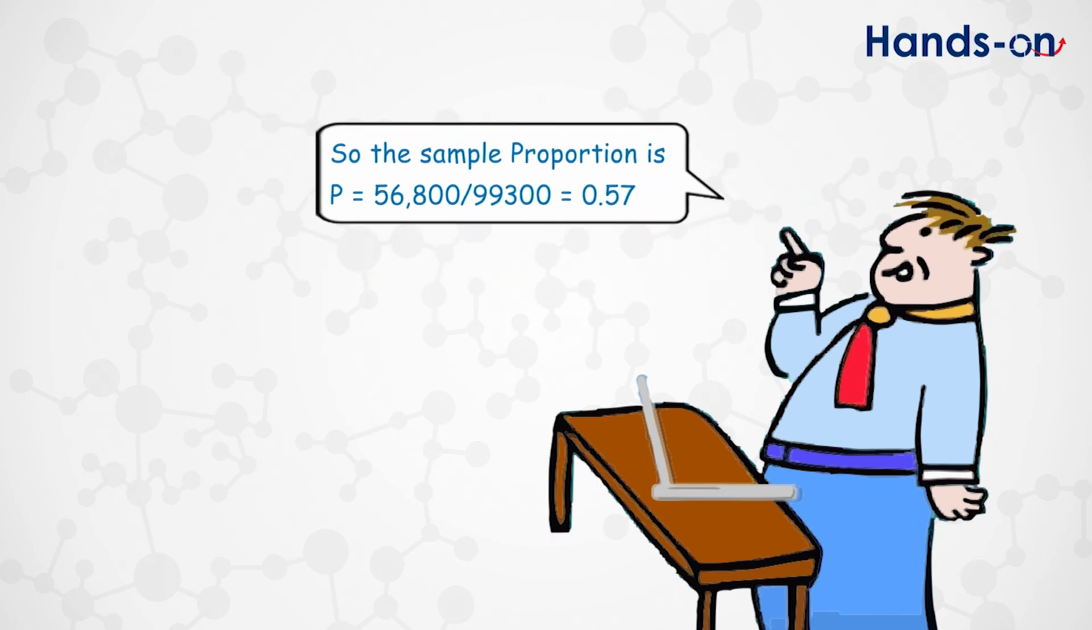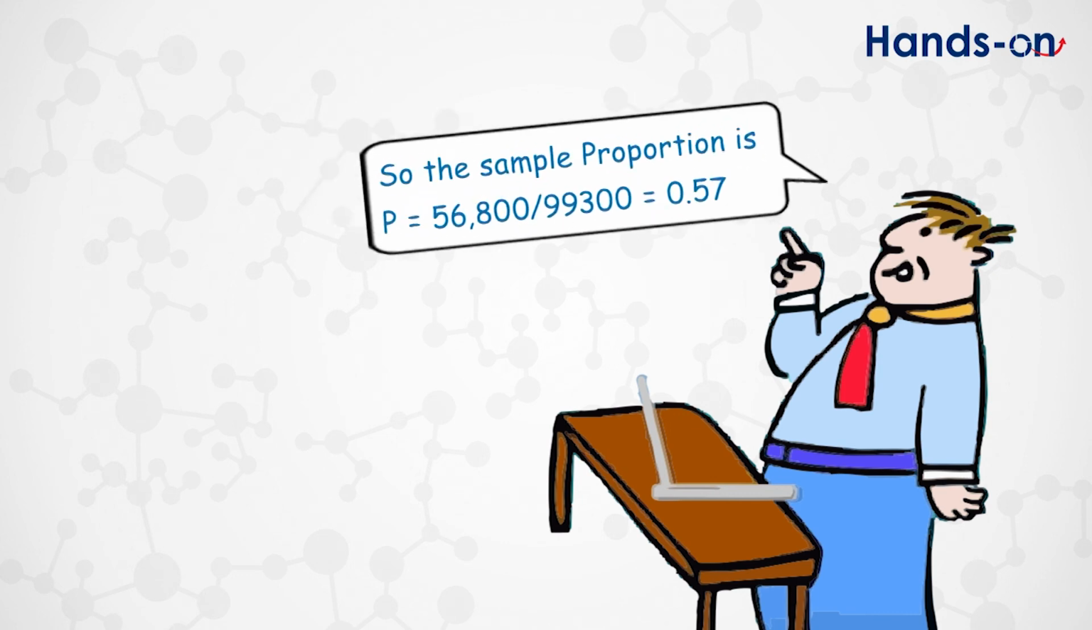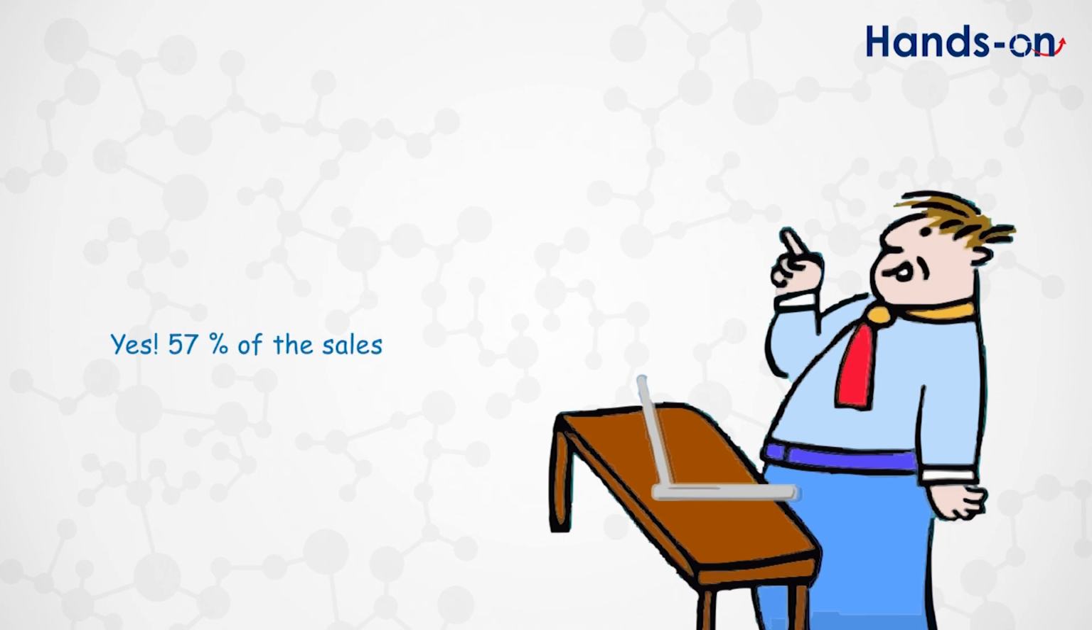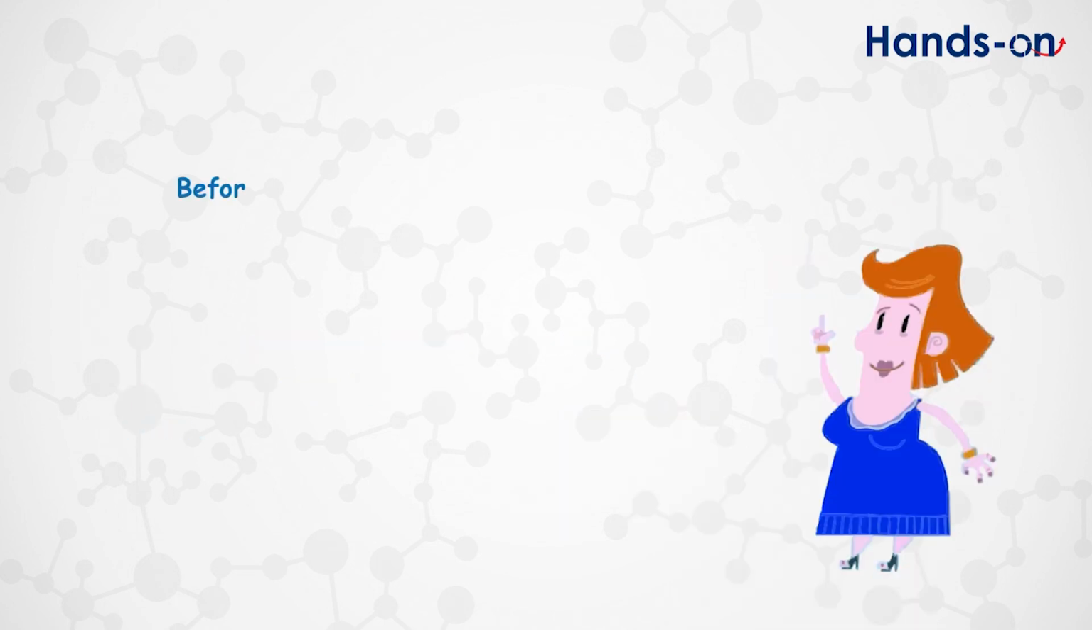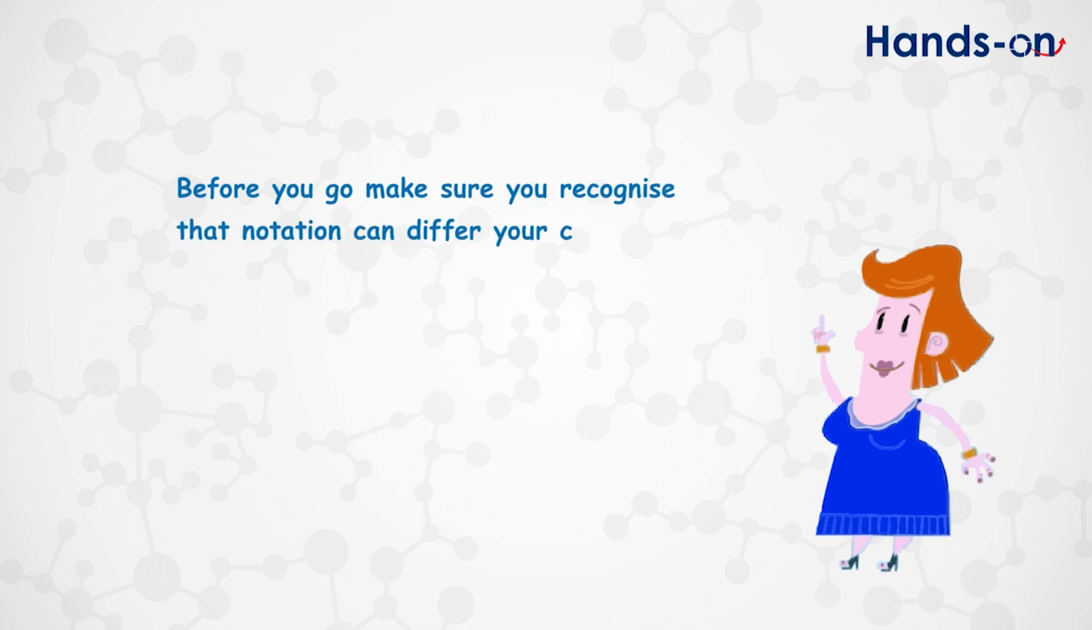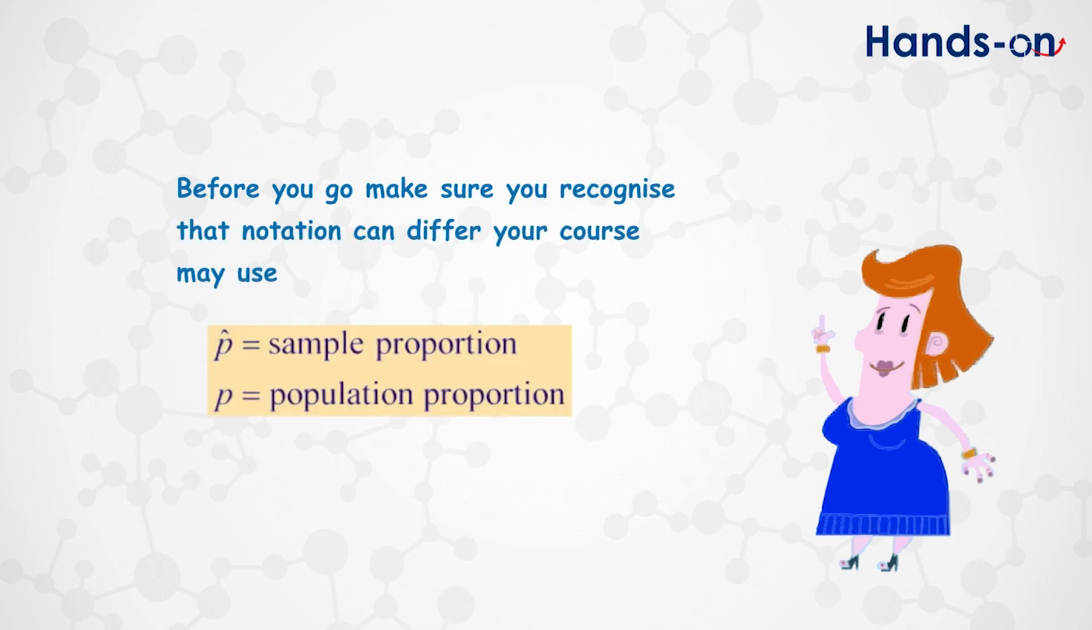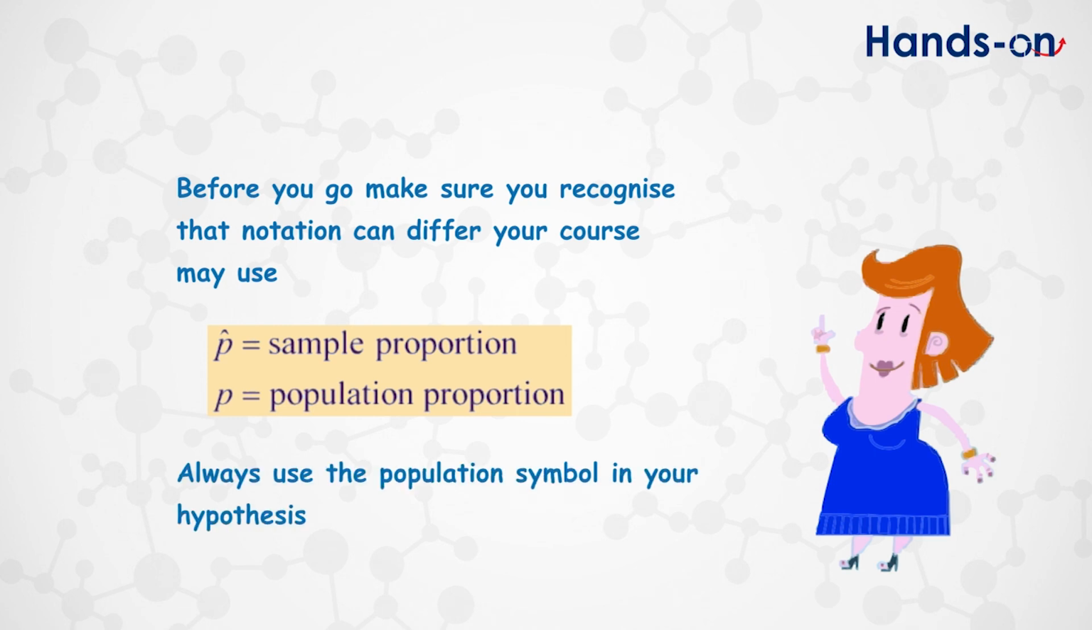So the sample proportion is P equals 56,800 divided by 99,300, which is equal to 0.57. Yes, 57% of the sales in dollars for this sample came from hamburger orders. Before you go, make sure you recognize that notation can differ. Your course may use P hat equals sample proportion, P equals population proportion. Always use the population symbol in your hypothesis.